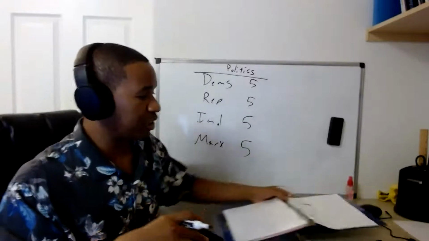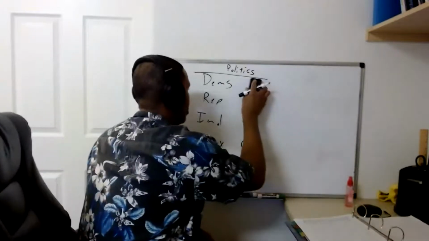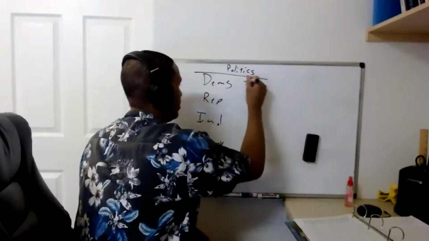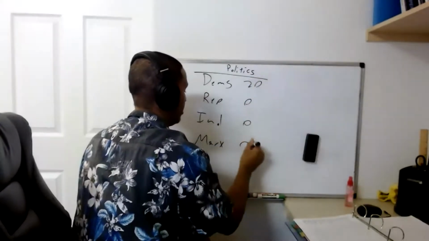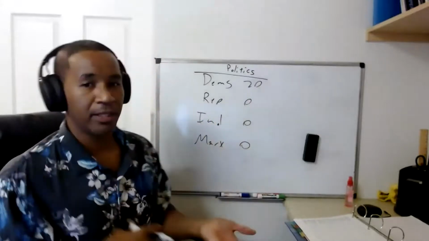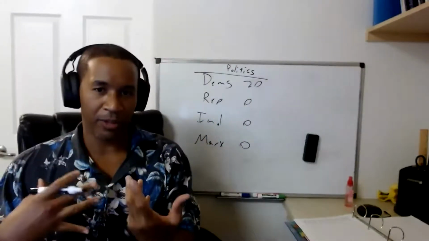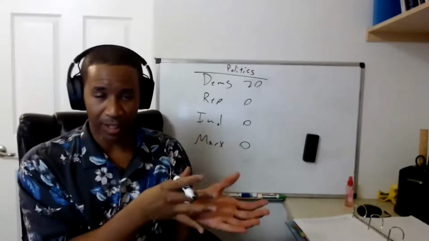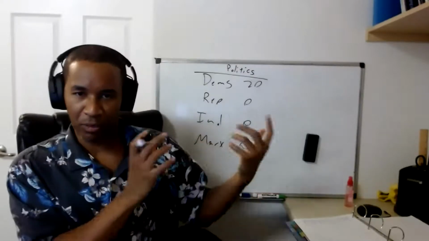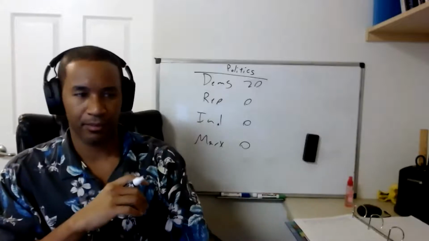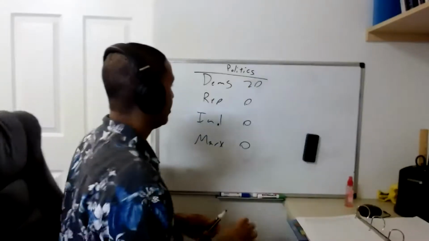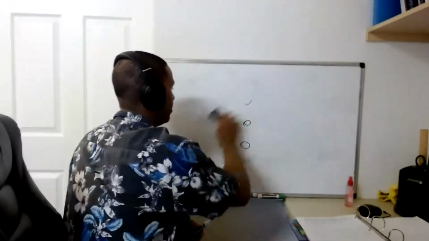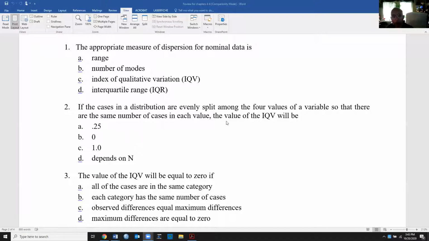But if we had a situation where we had, let's just say 20 Democrats and no Republicans, no Independents, and no Marxists, well, then we have a situation where there's no variation, there's no diversity at all, and then our IQV would be what in this example? 0. 0. Good. All right. Anybody have any question about that? Okay, good. So we got that.